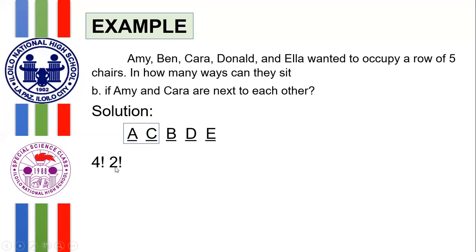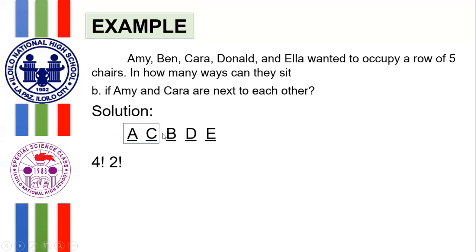But you might ask, sir, how come there's 2 factorial here? And the answer is simple. Why multiply by 2 factorial? Because Amy and Kara have 2 factorial ways to rearrange themselves as long as they are together.